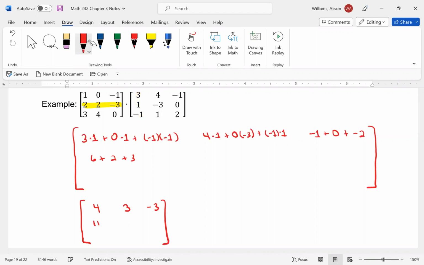Now I'm going to go to the next column. 4 times 2 is 8. Plus 2 times -3 is -6. Plus -3 times -1 is -3. So I'm getting -1 for that term. And now third column. So that's going to be 2 times -1 is -2. 2 times 0 is 0. And -3 times 2 is -6. So that's going to be -8.